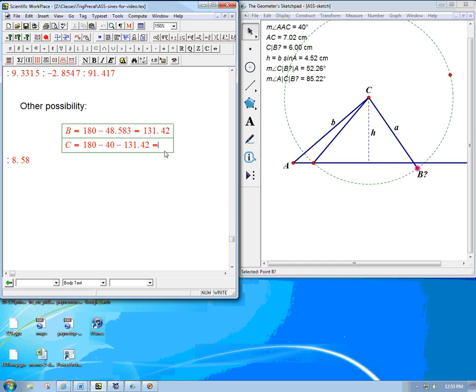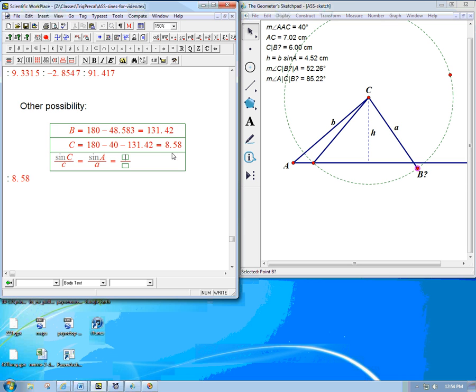Okay, so that's now a much smaller angle, which makes sense. That's this tiny angle up here. Okay. And then you do the sines again. And so we have sine C over C equals sine A over A. So that is, again, that same sine 40 degrees over 6. And this one now is a different angle, 8.58.